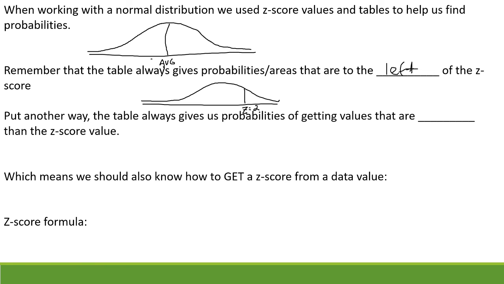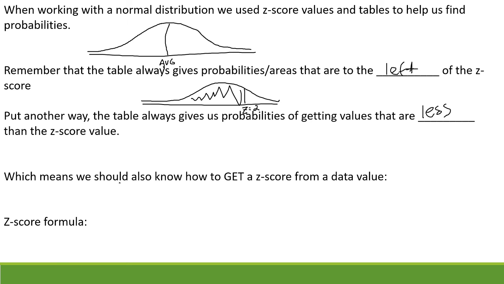Now, again, my z-score table will get me the probability of picking somebody that is less than this. That's how my table works. It always goes from the left-hand value. If you want to get from the right-hand value, there's ways we can modify that. So it either gives it to the left of the z-score, or put another way, it gives you values that are less than the z-score value, right? So the probability of getting values that are less than 2 deviations from the average. That's the reference point there.